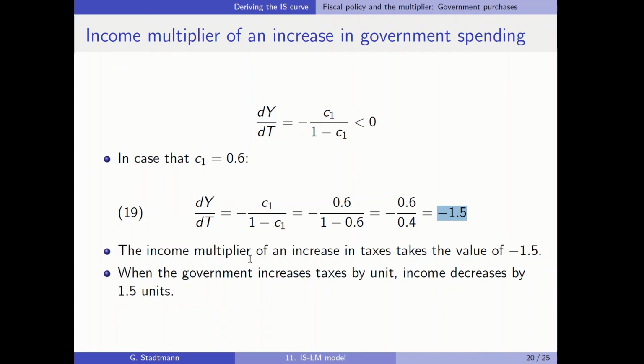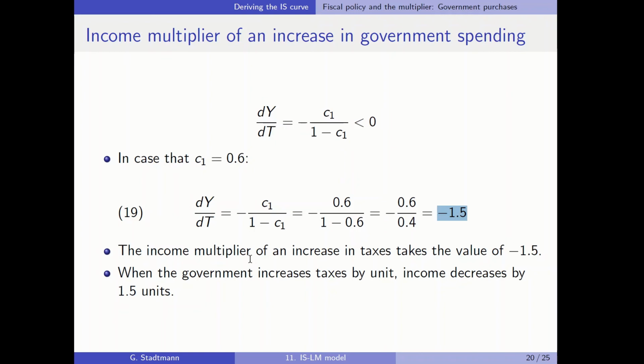And now we can turn this argumentation around. What happens if the government decreases taxes by 1 unit? When the government decreases taxes by 1 unit, then income will increase by 1.5 units. So this is the point where we are switching once more our line of argumentation. Let's talk a little bit about the empirical effects and real macroeconomic policy, like macroeconomic policy in the real world.